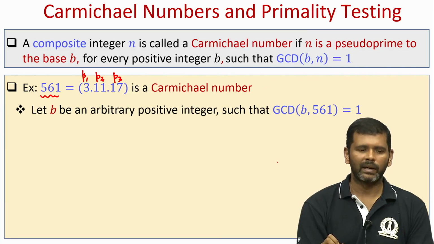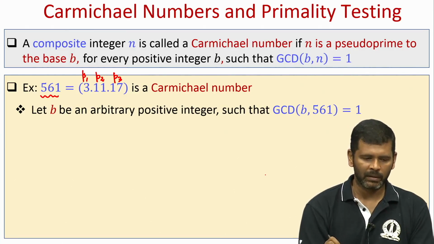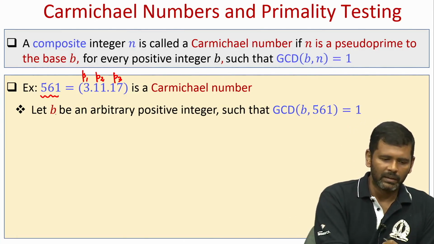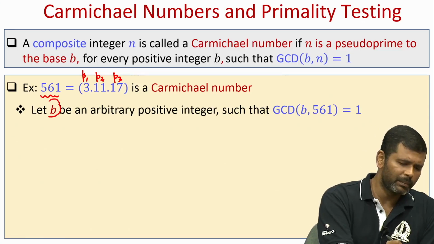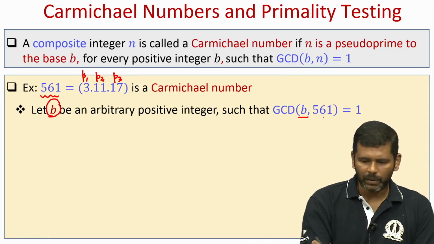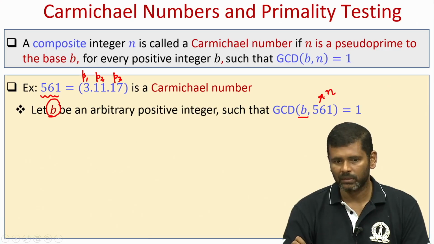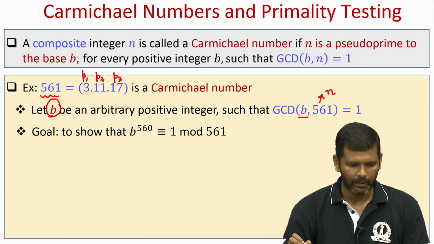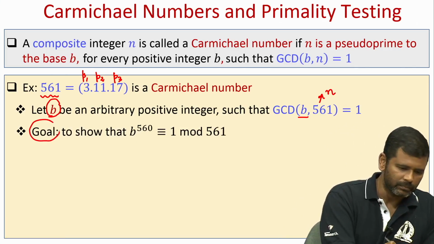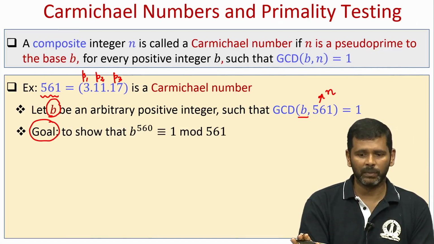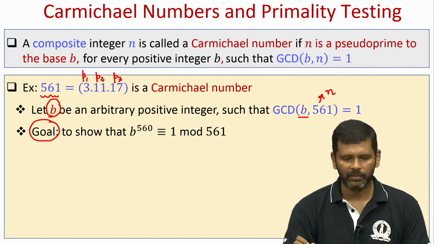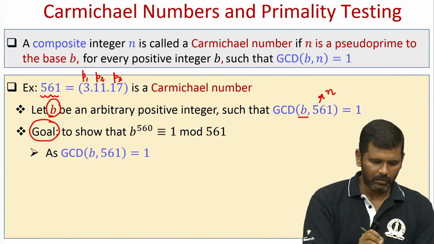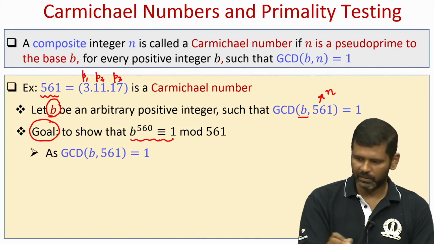Now, I want to prove that the value 561 is indeed a Carmichael number. For that, I have to prove that it is a pseudo prime with respect to every base. You think of any base b which is co-prime to your n. I will show that b to the power n minus 1 is congruent to 1. So, this is my goal. I am not focusing on the value of the base b. The only thing that I know is that it is co-prime to your n, namely 561. So, how do I prove that b to the power 560 will be indeed 1?